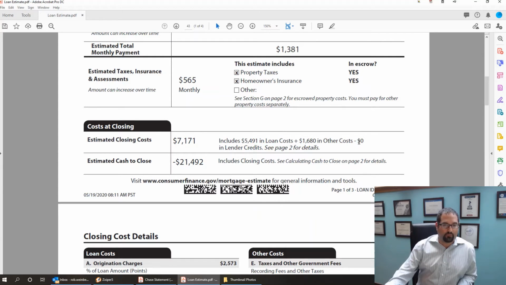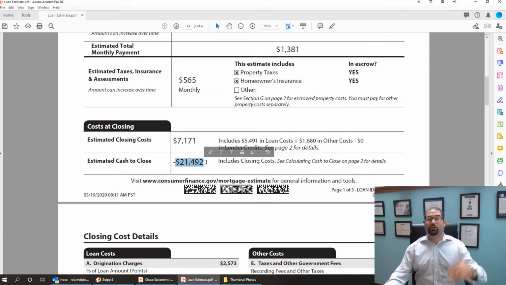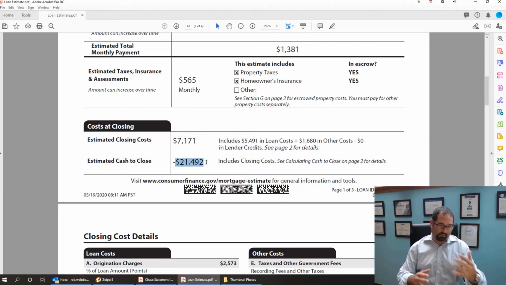If you're getting a credit from your lender, then it will show it here under lender credits. And it will subtract that from that total, and that will all show here, okay? Estimated cash to close. So if this is a negative number, that means you're getting money back at closing. Again, this is an estimate.